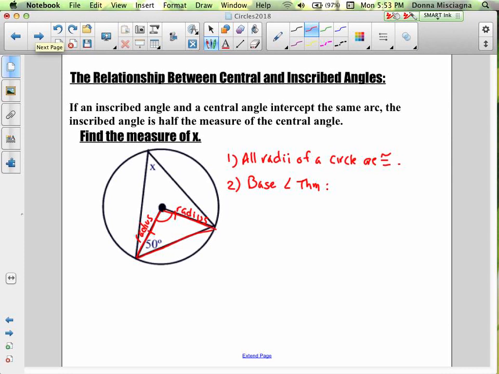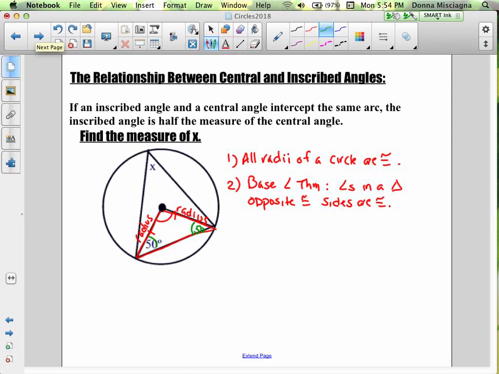And that is, angles, and I'll abbreviate, in a triangle, opposite congruent sides are congruent. Add that part to your notes. So now I know that this angle here and this angle here are congruent. That means that this one must be 50, so you can label that angle as 50.